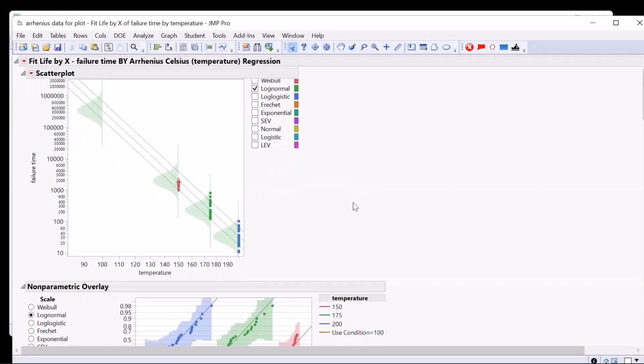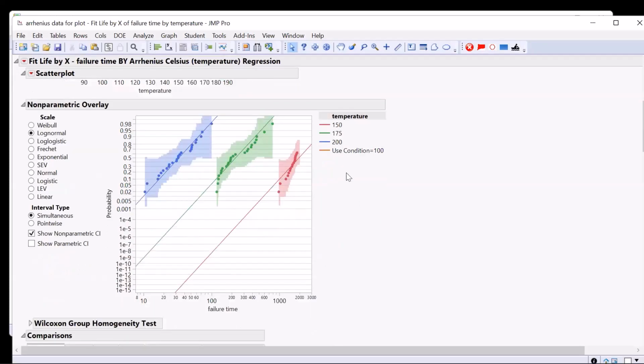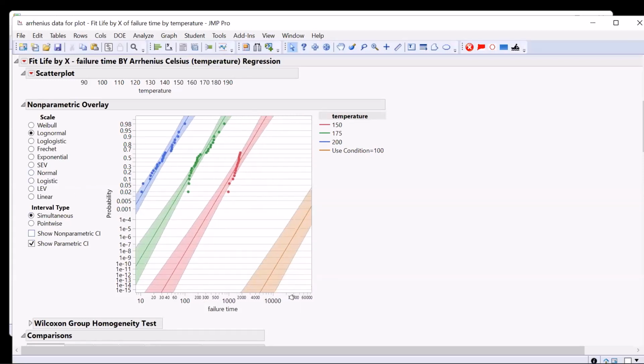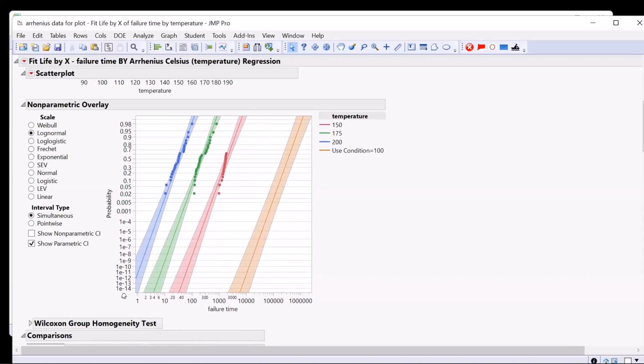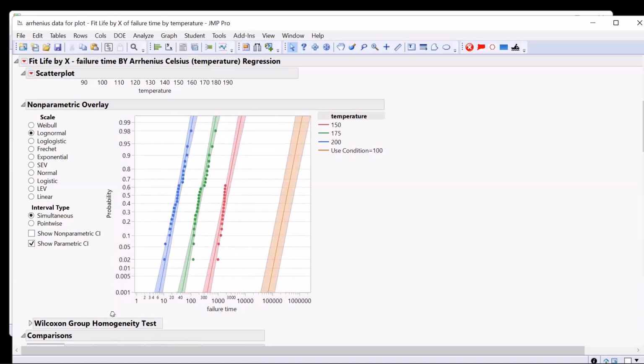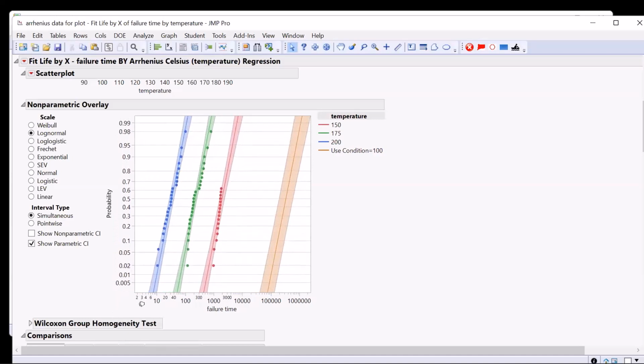That's the Arrhenius plot. And you can also look at the probability plot, which I showed before. I'm just going to change this around a little bit. I'm going to use parametric confidence intervals. Since I'm pretty sure this is log normal, this is going to work pretty well. I can now also show my use condition, and I want the probabilities to be more reasonable, so I'm just going to drag those down.